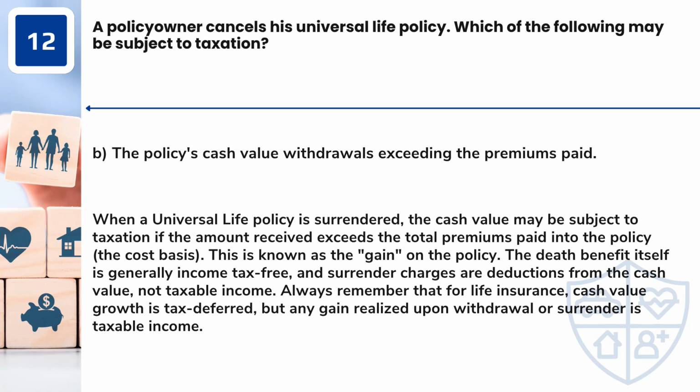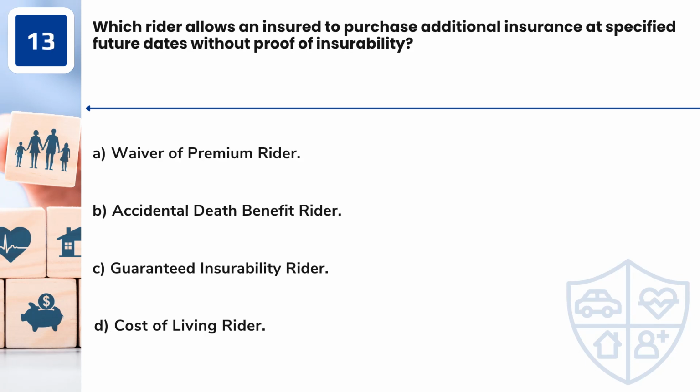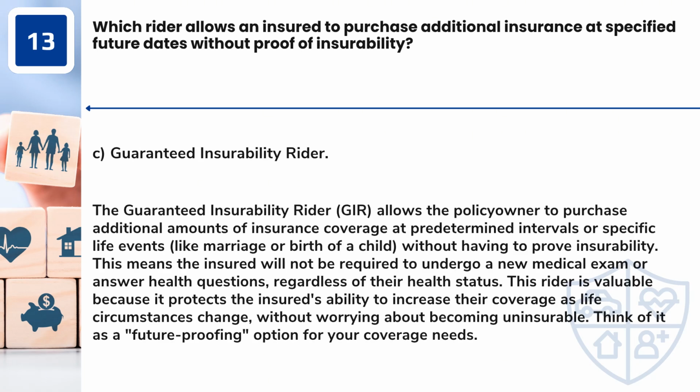Question 13. Which rider allows an insured to purchase additional insurance at specified future dates without proof of insurability? A. Waiver of premium rider. B. Accidental death benefit rider. C. Guaranteed insurability rider. D. Cost of living rider. Answer: C. Guaranteed insurability rider.